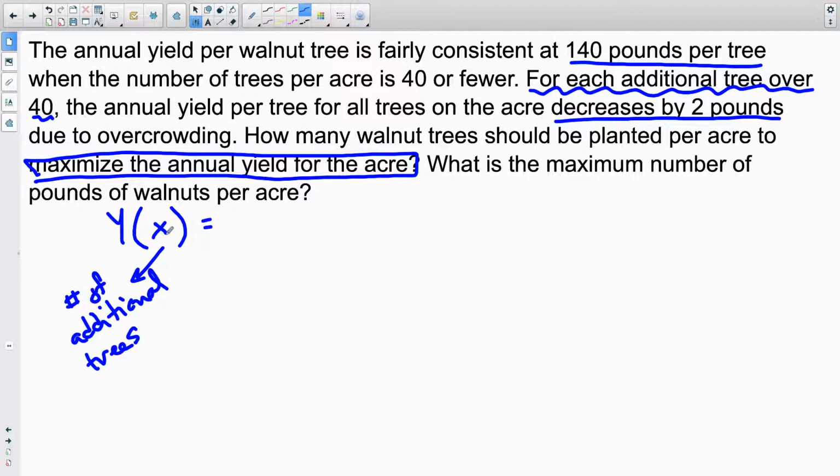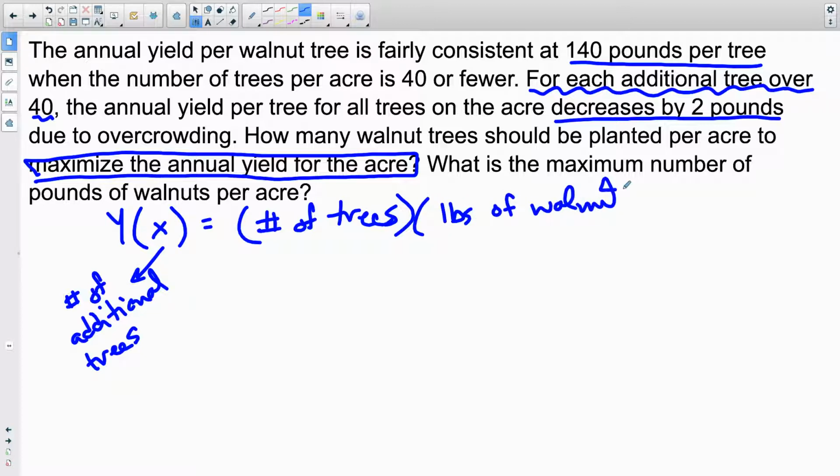So the yield that you're going to get is determined by, you take the number of trees, right? This is just a simple calculation of production. Take the number of trees, multiply the number of trees by the pounds of walnuts per tree, and that's going to get your overall yield, which is what we are trying to maximize. If I have 40 trees and they produce 140 pounds per tree, 40 times 140 tells me the yield. But we mess with that by adding additional trees. And that's our control variable.